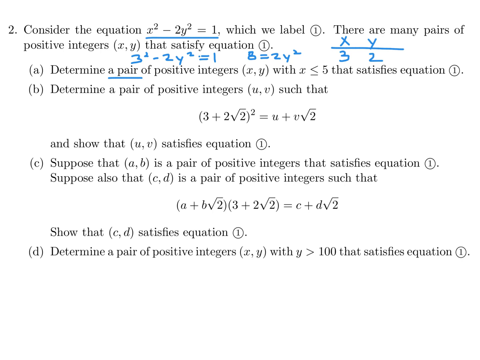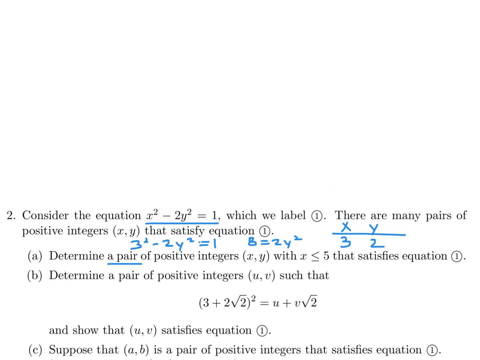Part B says that you need to determine a pair of positive integers u, v such that 3 plus 2 root 2, all squared, is equal to u plus v root 2. And then show that u, v also satisfies equation 1. So 3 plus 2 root 2 all squared is equal to u plus v root 2. And then we have to eventually show that u squared minus 2v squared is equal to 1. That would mean it satisfies that initial equation.